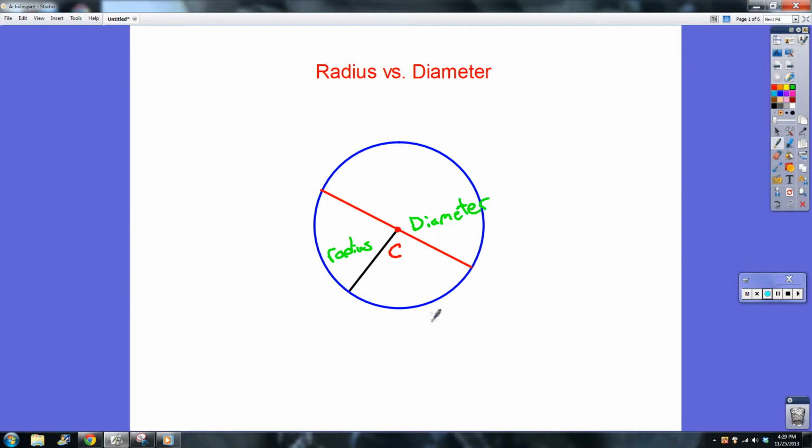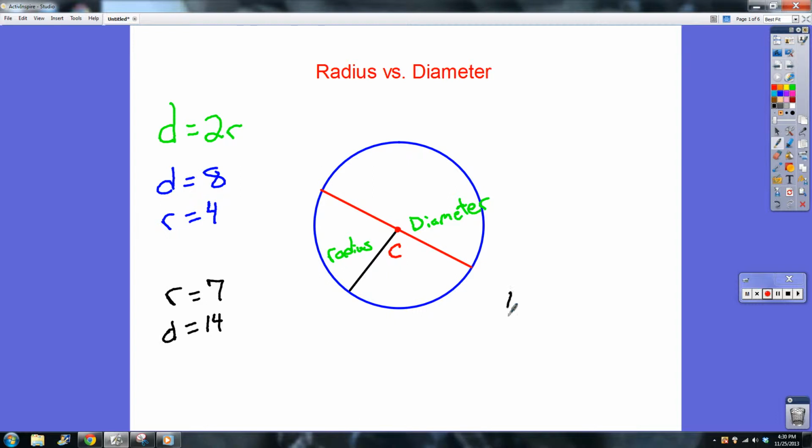Now, there's an infinite number of diameters I could draw. There's an infinite number of radii I could draw. But what you need to know is this. The diameter is equal to twice the radius, or 2 multiplied by the radius is equal to the diameter. So for example, if I told you the diameter was equal to 8, what is the radius equal to? Think for a second. The radius is half of that. The radius is going to be 4. What if I told you the radius was equal to 7? What is the diameter equal to? The diameter is equal to 14.